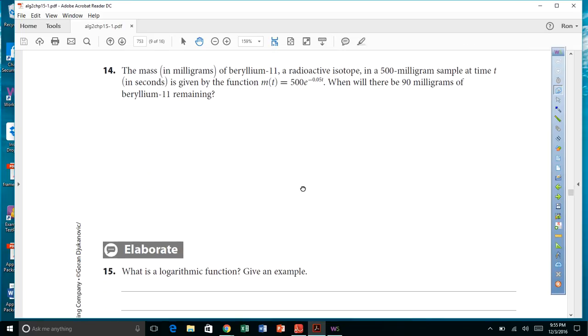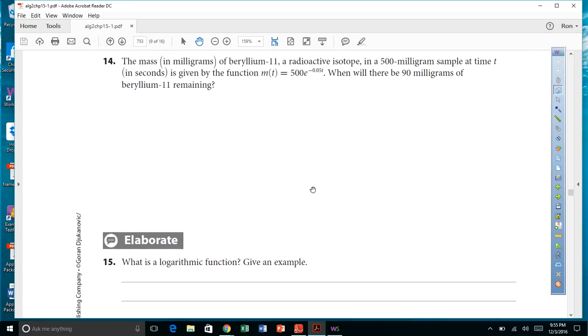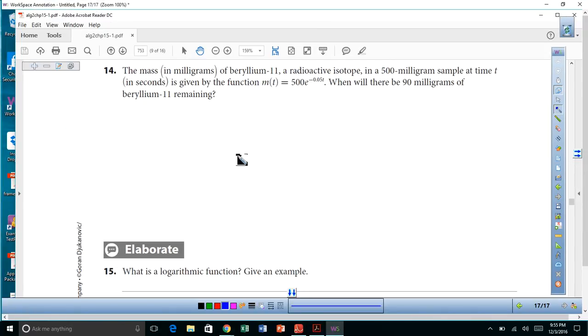The mass in milligrams of beryllium-11, a radioactive isotope, in a 500 milligram sample at time t in seconds is given by the function m of t equals 500 e to the negative 0.05 t. When will there be 90 milligrams of beryllium-11 remaining?